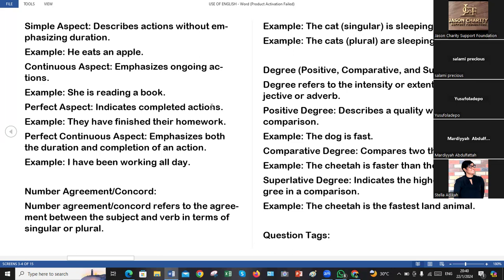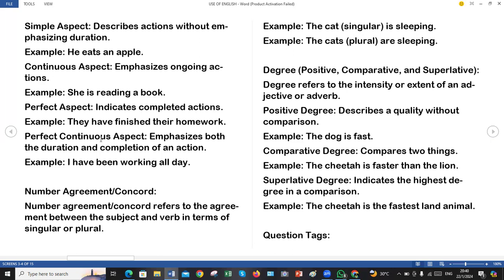Now, perfect aspect indicates completed actions. For example, they have finished their homework. For perfect aspect, they usually use have. Okay, we have the verb here, have. Yeah, they have finished their homework. They have eaten their food.